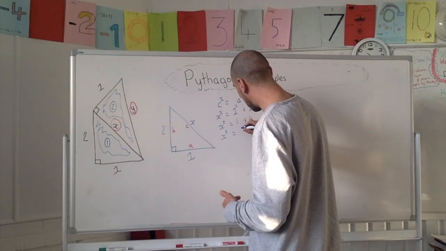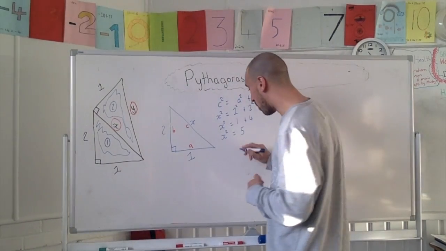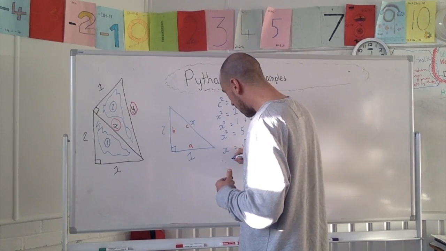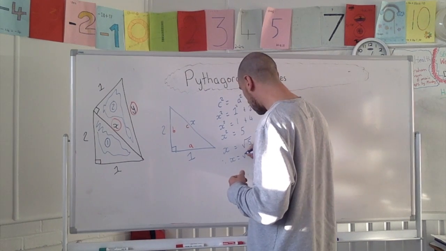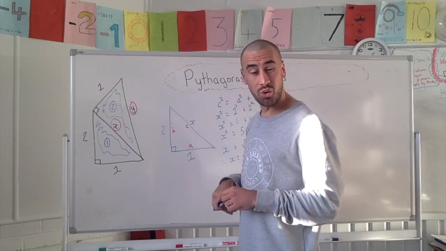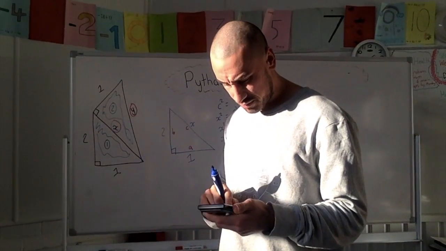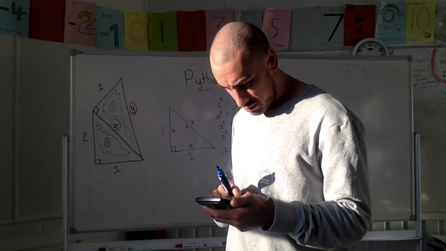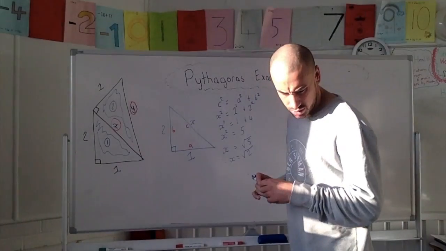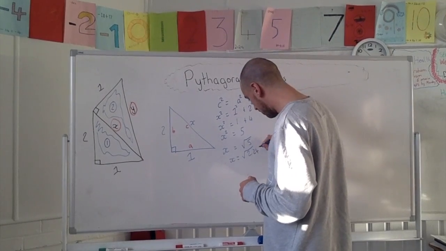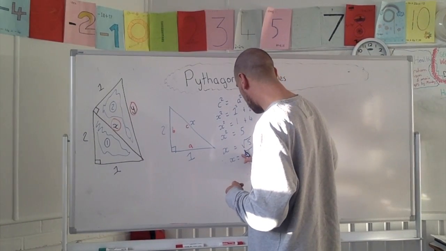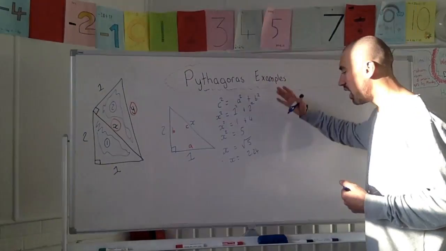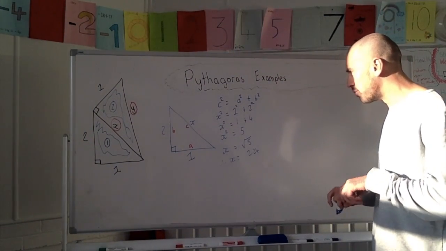x squared equals 5. Now we need to do the square root of both of those. So x equals the square root of 5. Therefore, x equals 2.24. Alrighty. So there is all our working out there for that first triangle.